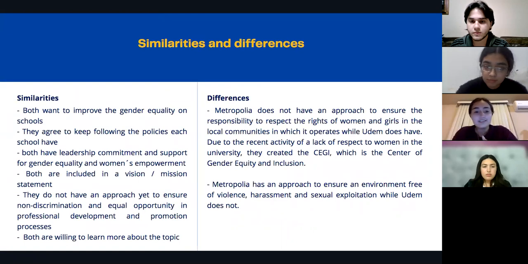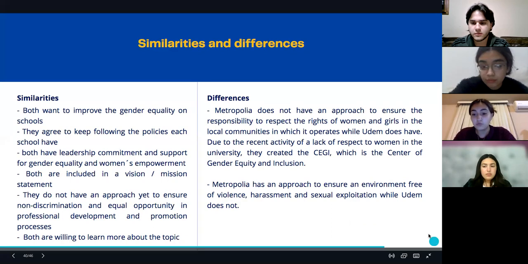And about the similarities and differences, both want to improve gender equality in schools. They agree to keep following the policies that each school has. Both have leadership, commitment, and support for gender equality. Some differences are that Metropolia does not have an approach to ensure the responsibility to respect the rights of women and girls in the local communities in which it operates, while UDEM does. And Metropolia has an approach to ensure an environment free of violence, harassment, and sexual exploitation, while UDEM does not.